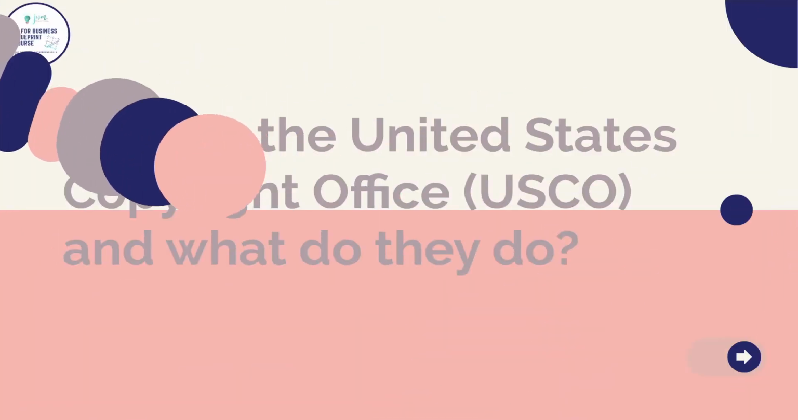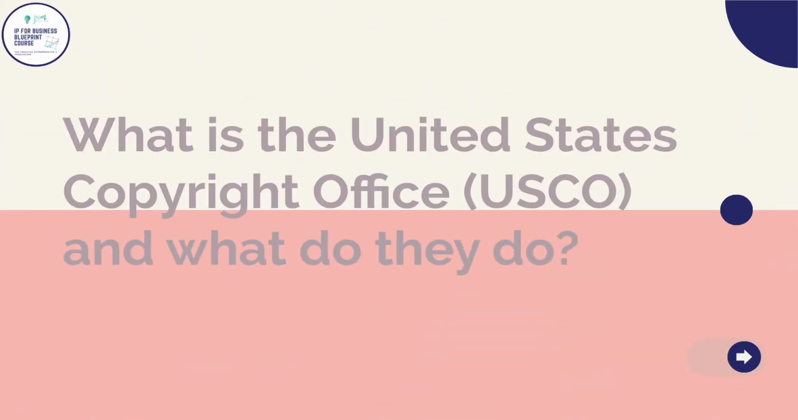So what is the U.S. Copyright Office and what do they do? Well, speaking of the USCO, it is a department of the Library of Congress and it is in charge of registering copyrights and recording licenses as well as administering the laws associated with copyrights. They also advise Congress on issues related to copyright law and policy.